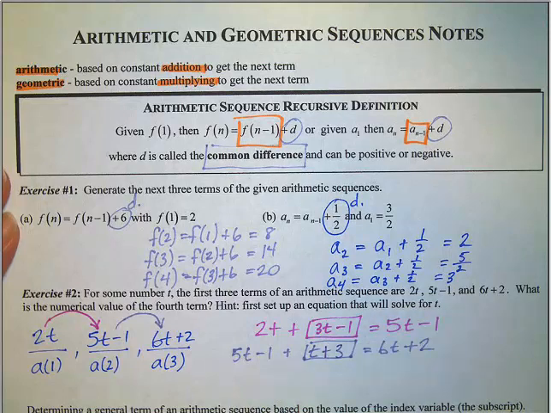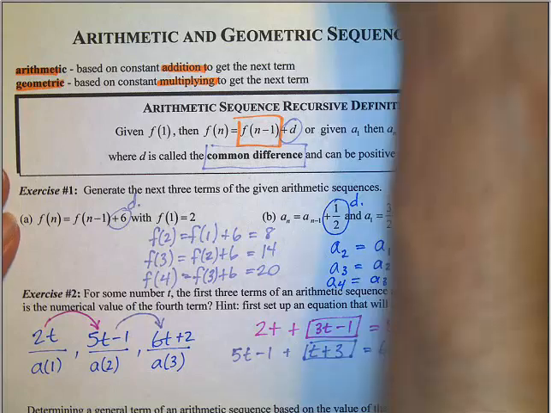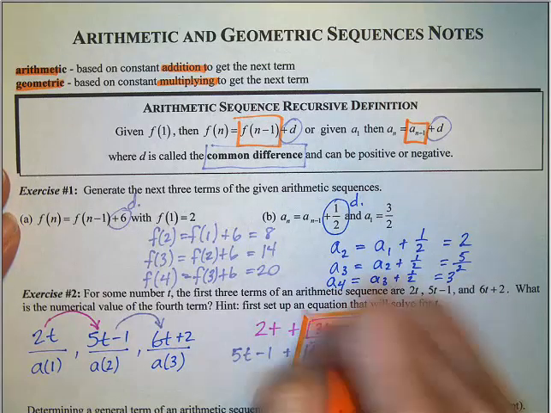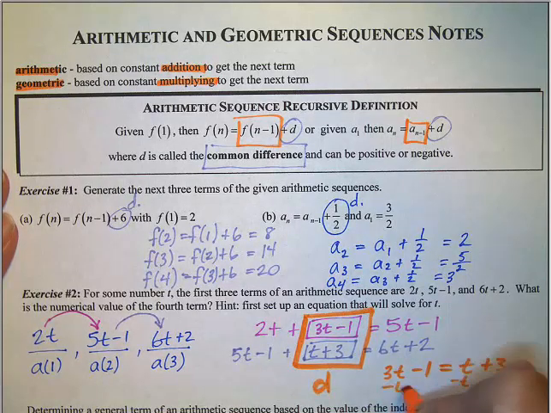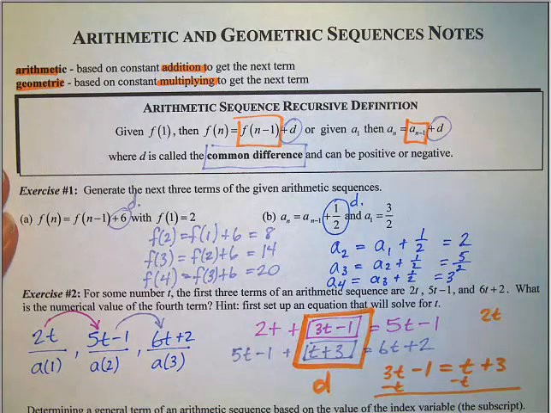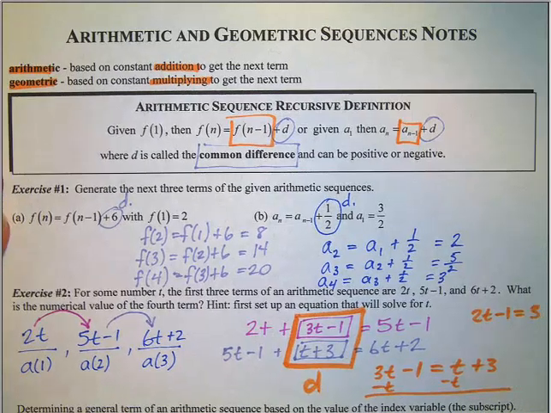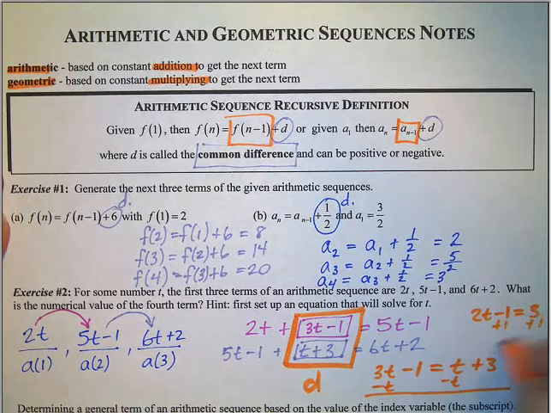3. Well, guess what? These common differences have to be the same. These are both d, and they have to be equal. So 3t minus 1 has to equal t plus 3. So subtract t. So 2t minus 1 equals 3. Add 1. So 2t equals 4. So t equals 2.